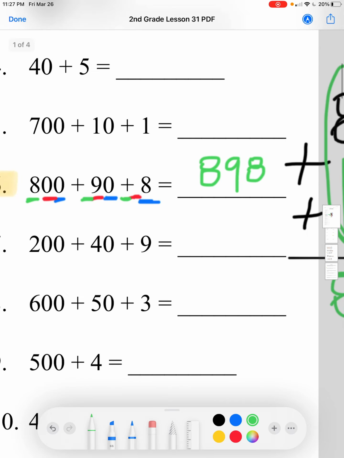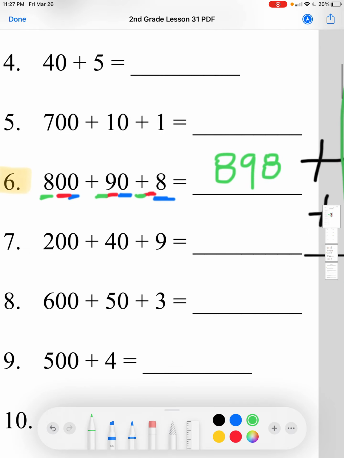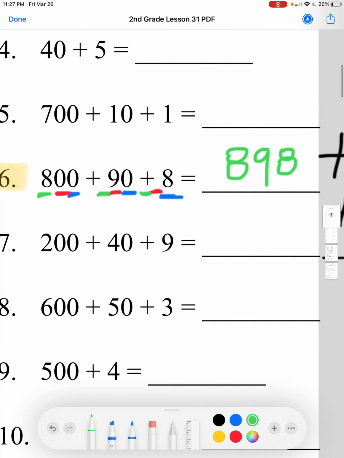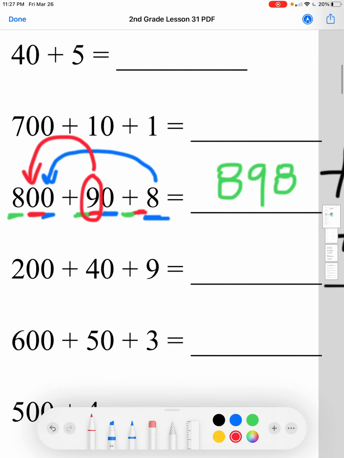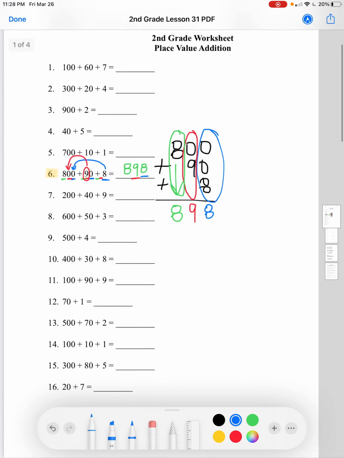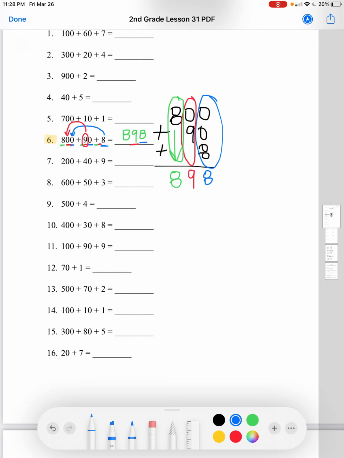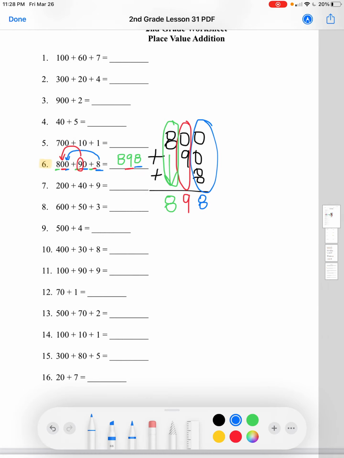There we go. Another way you can think of this is you're replacing these zeros. So this 8, which is in the ones place right here, underlined in blue, is replacing this 0, which is also underlined in blue, because they're all in the ones place. And if you look here, this number is in the tens place, it's replacing this 0 right here. And that's how you get 898. So yeah, that's how you solve these questions, the place value addition.